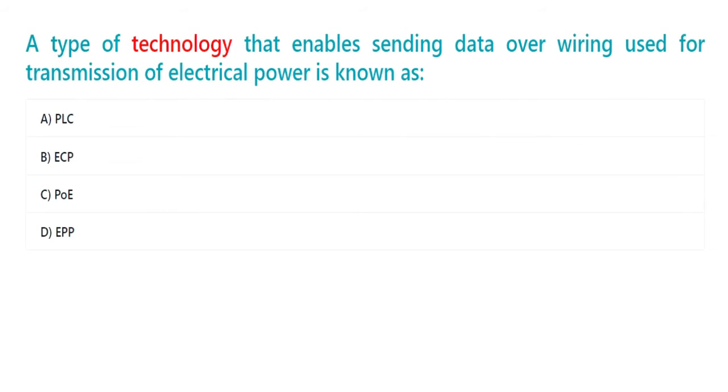A type of technology that enables sending data over wiring used for transmission of electrical power is known as A. PLC. B. ECP. C. PoE. D. EP.